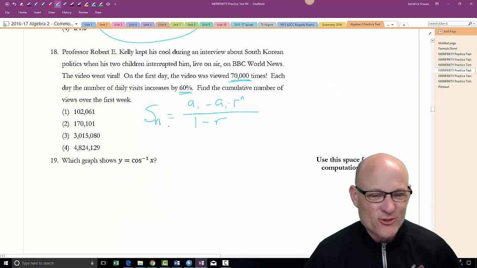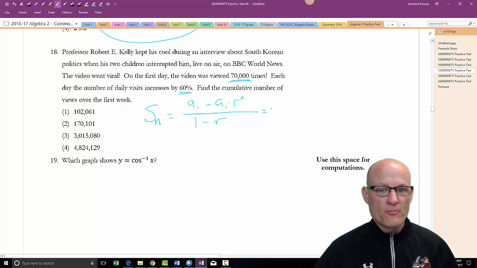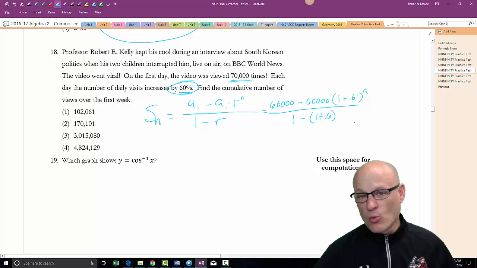So the key, and the tricky part, is r. R is the tricky part. So 60,000 goes in first, minus 60,000. R is a 60% increase. So that is really 1 plus 0.6 to the n all over 1 minus (1 plus 0.6). Or you can just put 1.6.